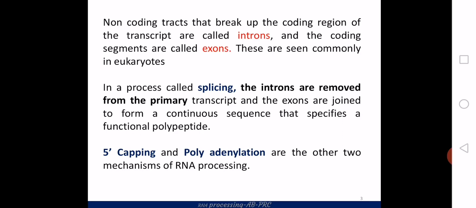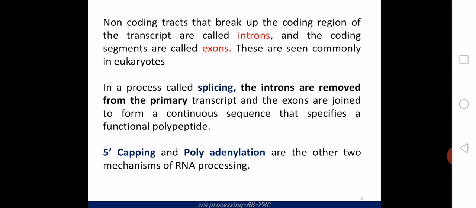Splicing is a mechanism to remove introns. So what are introns? Introns are the non-coding regions within the mRNA molecule. The counterpart, the coding regions within the mRNA, are called exons. So there will be exons and introns in the mRNA molecule, of which we need to remove the introns and rejoin the exons together. That process is called splicing.